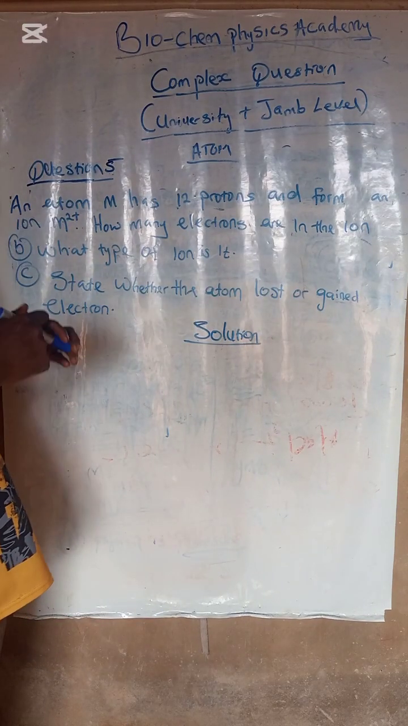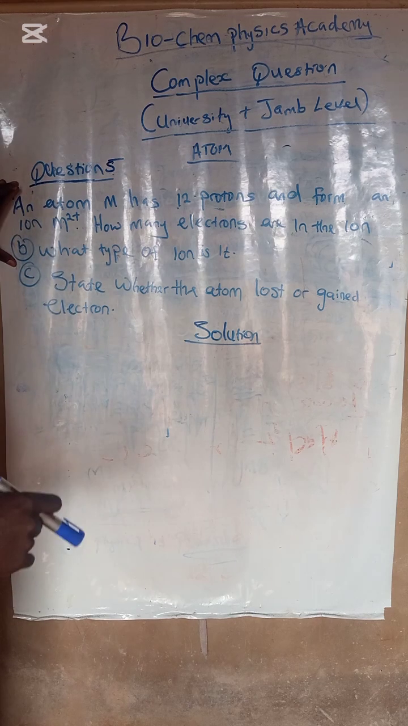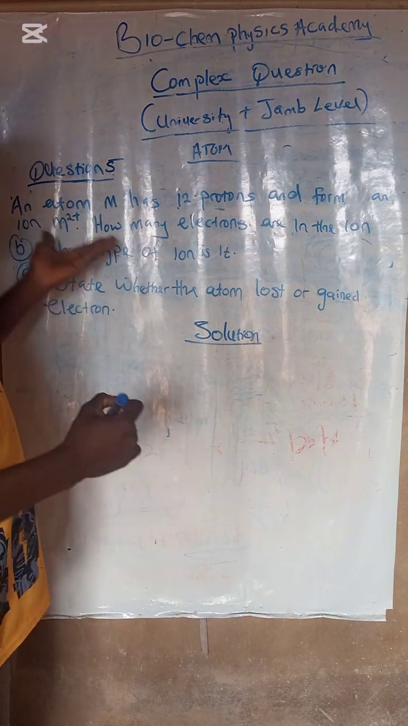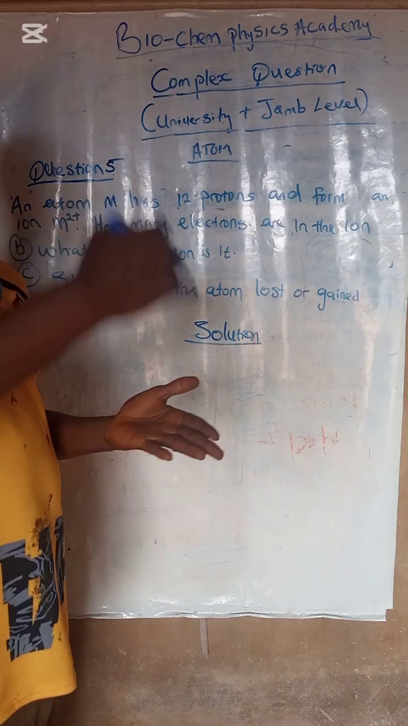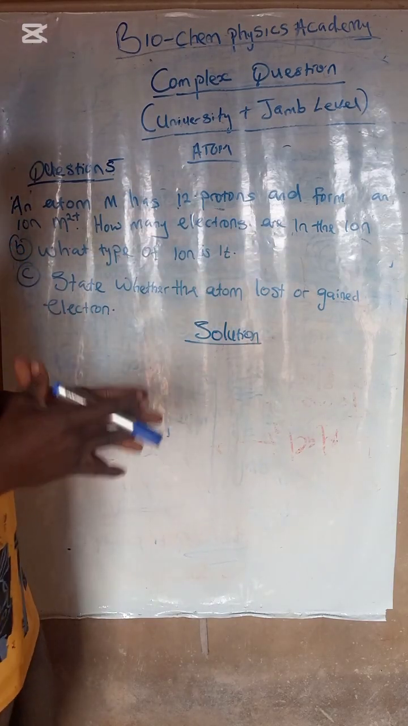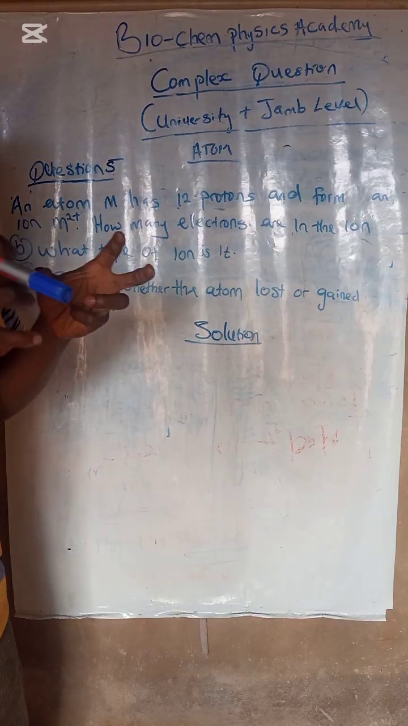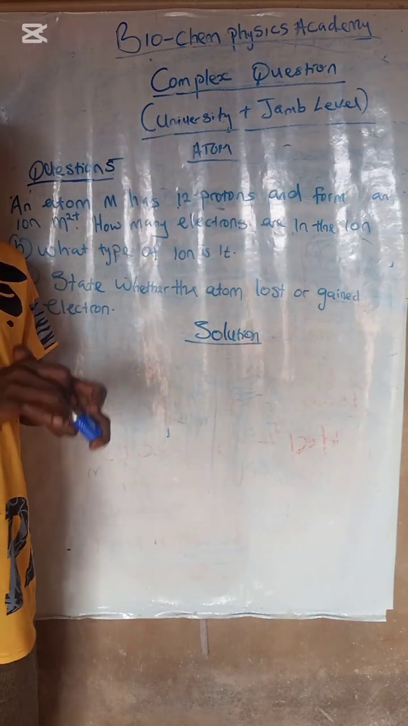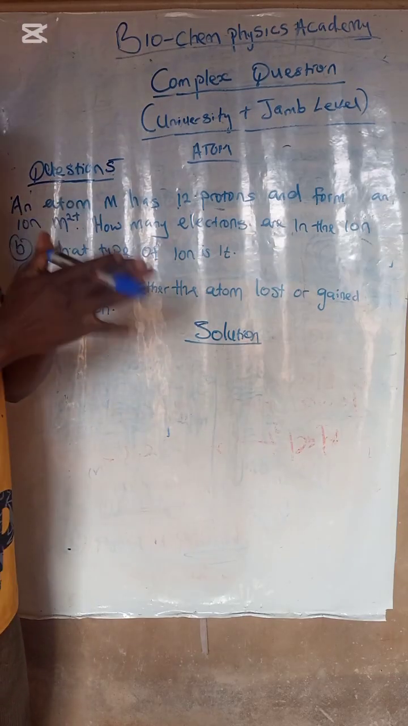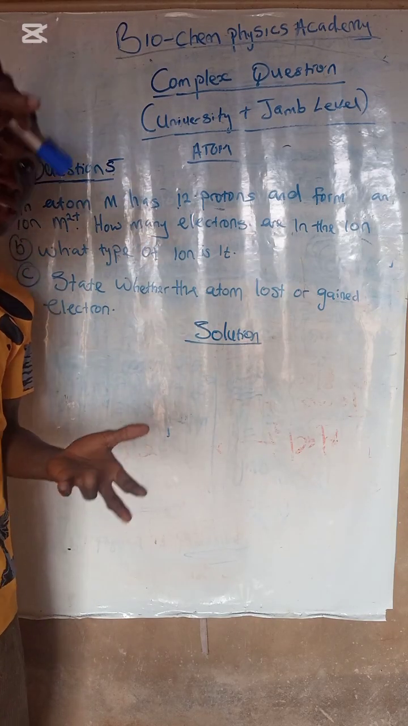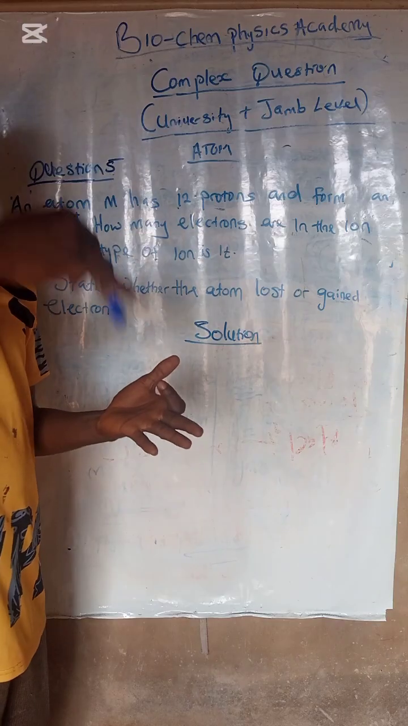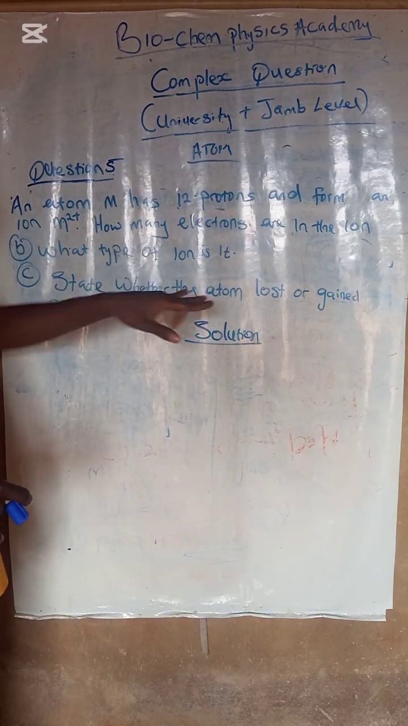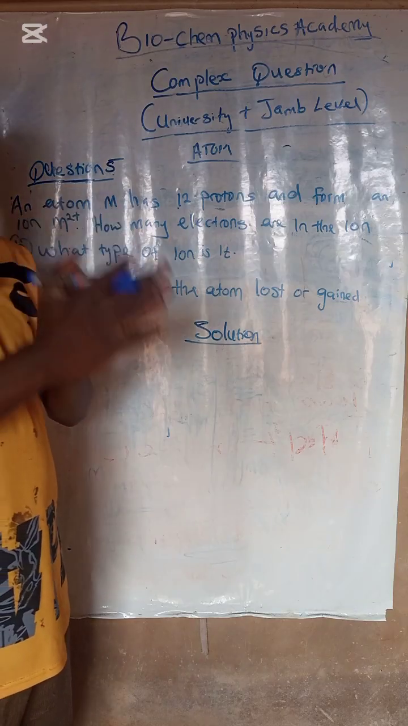Now, before I solve this question, let's quickly define atoms. An atom is the smallest particle that takes part in a chemical reaction. Atoms are electrically neutral because the number of protons is equal to the number of electrons. So in this case, the number of protons is also equal to the number of electrons.